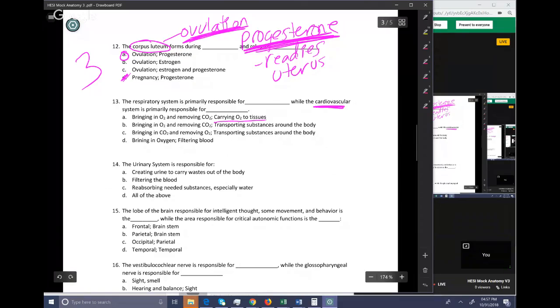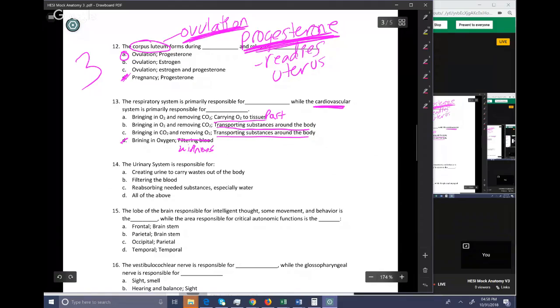There's carrying O2 to tissues. Immediately, I can recognize that that's part of what cardiovascular does, but it's a very specific description where I might be able to find something more inclusive. More inclusive would be like what's in B and C, transporting substances around the body. Proteins, hormones, enzymes, oxygen, CO2, all of those things are transported by cardiovascular. And then filtering blood is incorrect. That would be the kidneys. So I can get rid of D because I have something incorrect.